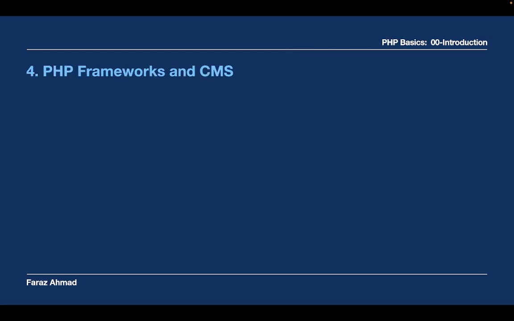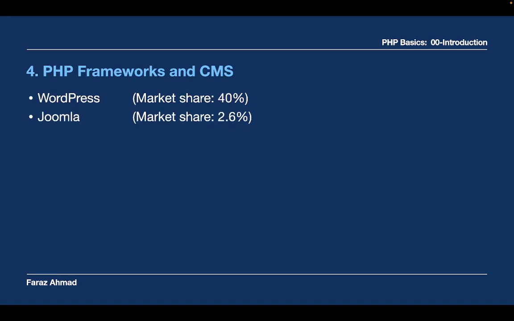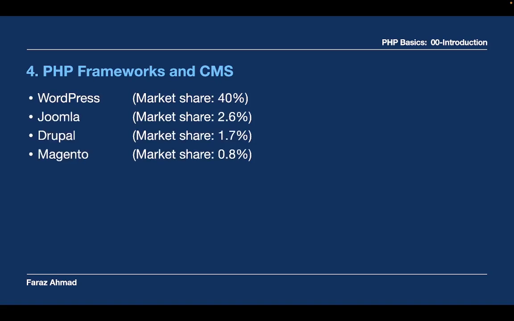Now let's see which frameworks and content management systems are based on PHP. First of all, WordPress, which has a 40% market share. Then Joomla, Drupal, Magento, Laravel, Symfony, to name a few, and there are many other frameworks as well, such as CodeIgniter.